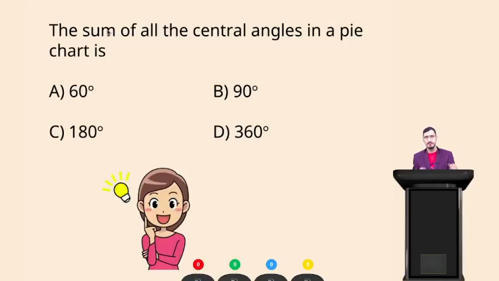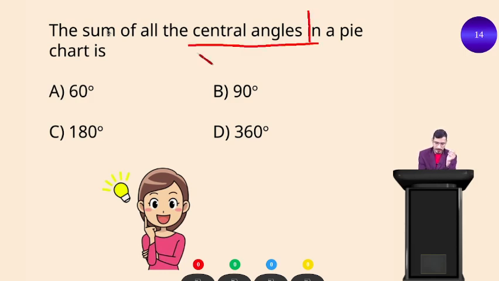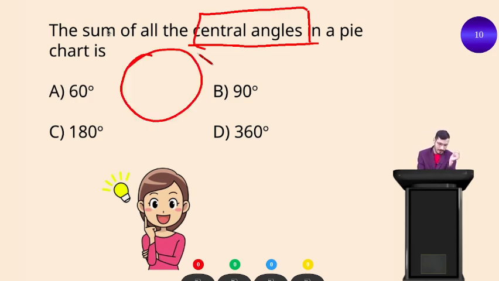Now students, it's question time. I have a question for you. The sum of all the central angles in a pie chart is, and I am giving you 30 seconds. Which option is correct here? Option A 60 degree, option B 90 degree, option C 180 degree, and option D 360 degree. Sum of all the central angles in a pie chart. Pie chart means a circular chart.